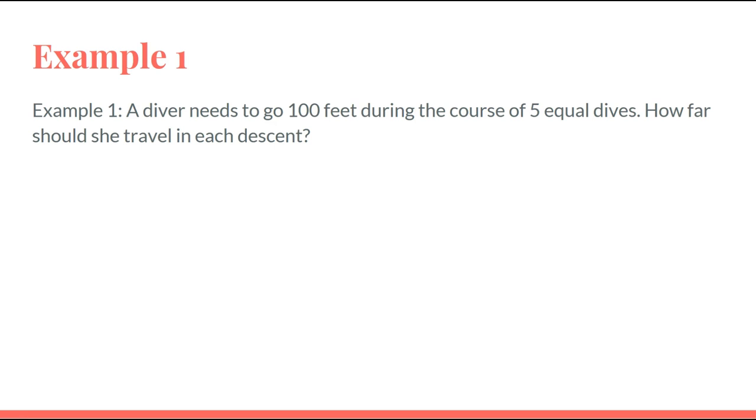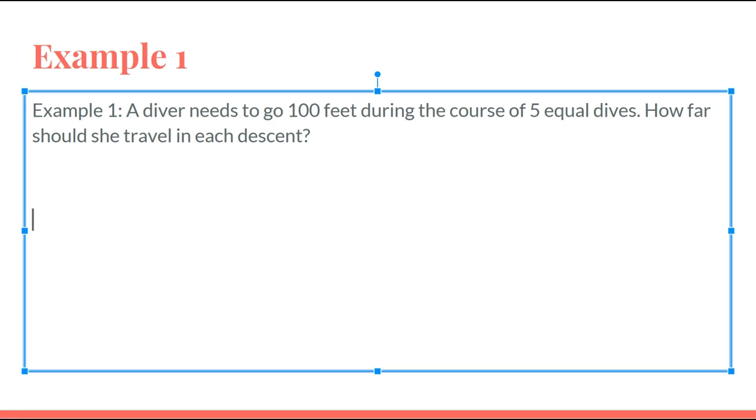Example 1 says a diver needs to go 100 feet during the course of 5 equal dives. How far should she travel in each descent? So she's going down 100 feet. That is a negative 100 feet that she's traveling over the course of her 5 dives. Okay, we need to divide that by 5 equal dives. Because she wants each dive to be the same amount, but when you add them all together, they should add up to 100.